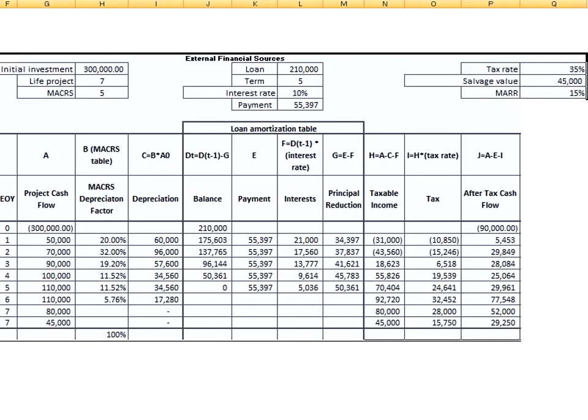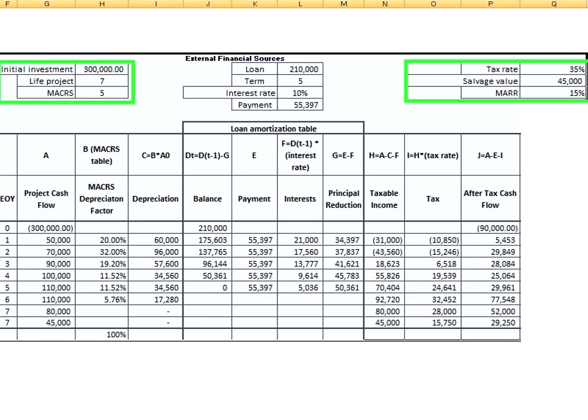In this video, we're going to continue with the estimation of the present value of a project, taking into consideration depreciation, taxable income or taxes, and now we're going to include external financial sources. In the previous video, we already considered depreciation and taxes, so we are going to concentrate on the modifications associated with the loan in this project, and for more detail, please check the previous video.